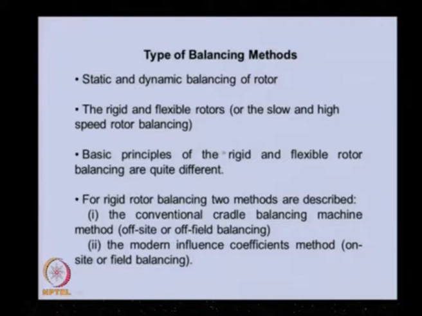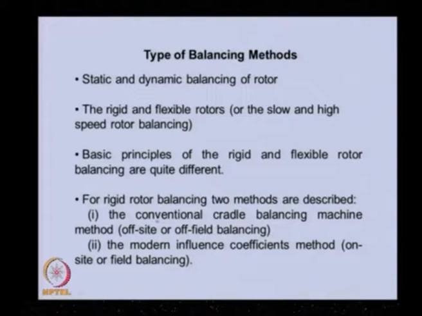There are various basic principles of rigid and flexible rotor balancing, and we will see subsequently that there is a fundamental difference between these two types of balancing. But for rigid rotors there are two basic methods. One is the conventional cradle balancing machine, in which we have a dedicated machine for balancing. We need to take the rotor out of the actual machine and put it on the balancing machine, and there we can find the balancing condition of the rotor.